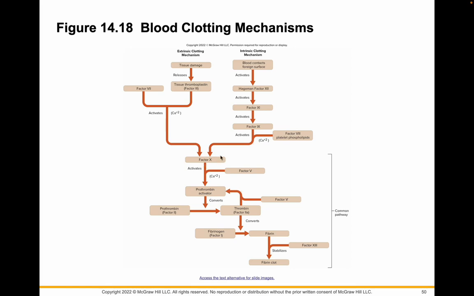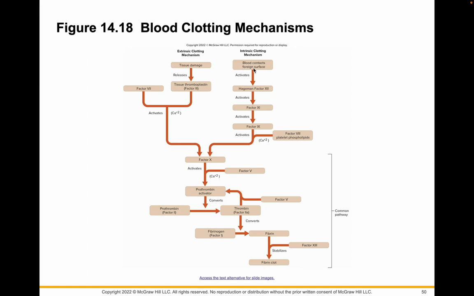We said that was important. Once you get to factor X, you're going to make prothrombin become thrombin. Now, here are all these other things coming into play, but the big picture is once you get to factor X, think about X marks the spot, you're going to eventually have prothrombin turn into thrombin. And once you have thrombin, it converts fibrinogen into fibrin. And once you have fibrin, we're going to make that fibrin clot.